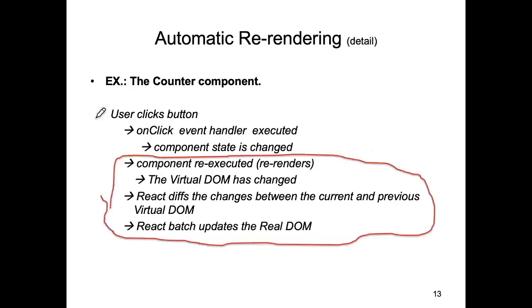And so, if we go back to our simple little counter example, if you remember, we had a button, we clicked on the button and it updated a counter. So this is what's happening behind the scenes. The user clicks the button, which had an on-click handler, and the on-click event handler executed. That on-click event handler, if you remember, caused a state change. So the component state changes. And then this is what React does behind the scenes. It re-executes the component. That re-execution is going to make a change to the virtual DOM. It then does a diff between the new virtual DOM and the previous one, as I said, and it batch updates the real DOM.